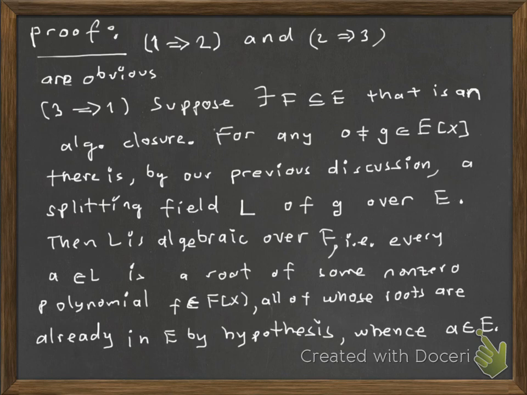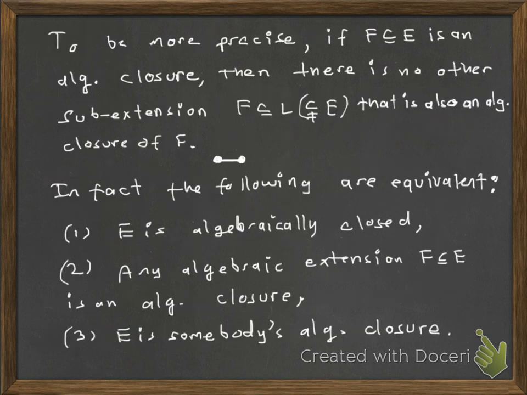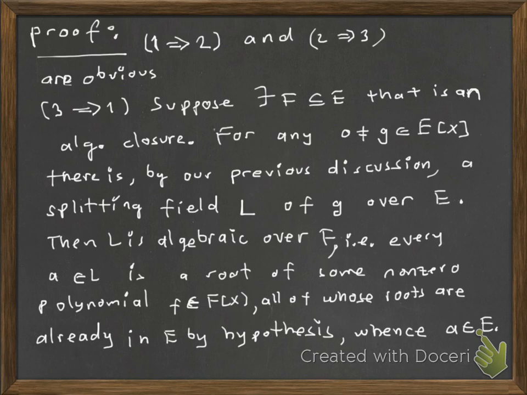Now, the implications 1 implies 2 and 2 implies 3 are obvious to prove, so we will do 3 implies 1. Namely, we will assume E is an algebraic closure of a subfield, say F, and we will take a non-zero polynomial G, and we will prove that G splits over E.